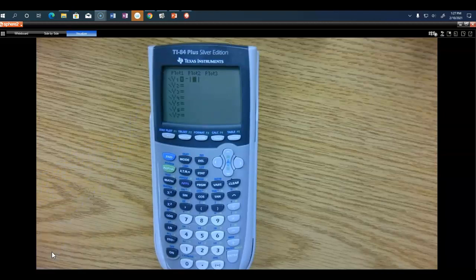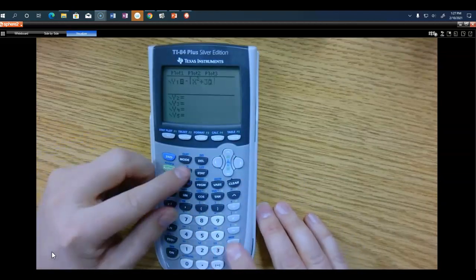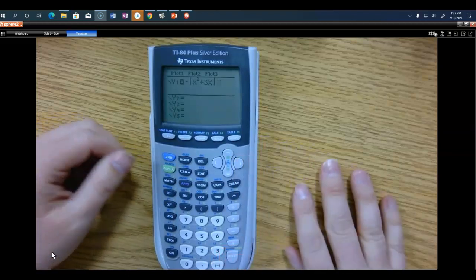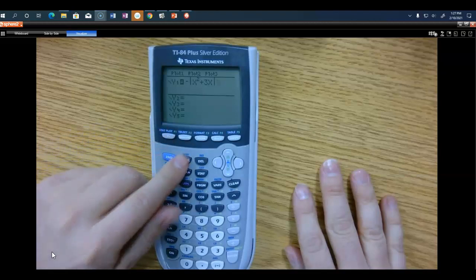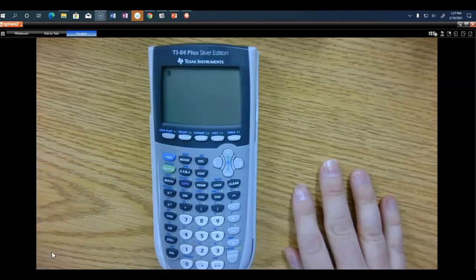And then inside the absolute value bars, we're going to type the function that they gave us, which was x squared plus 3x. So there's my function. Now I've got it stored into my calculator. So let's go ahead and get out of here. Second quit. That takes you to the home screen. Now we're going to do the integration.